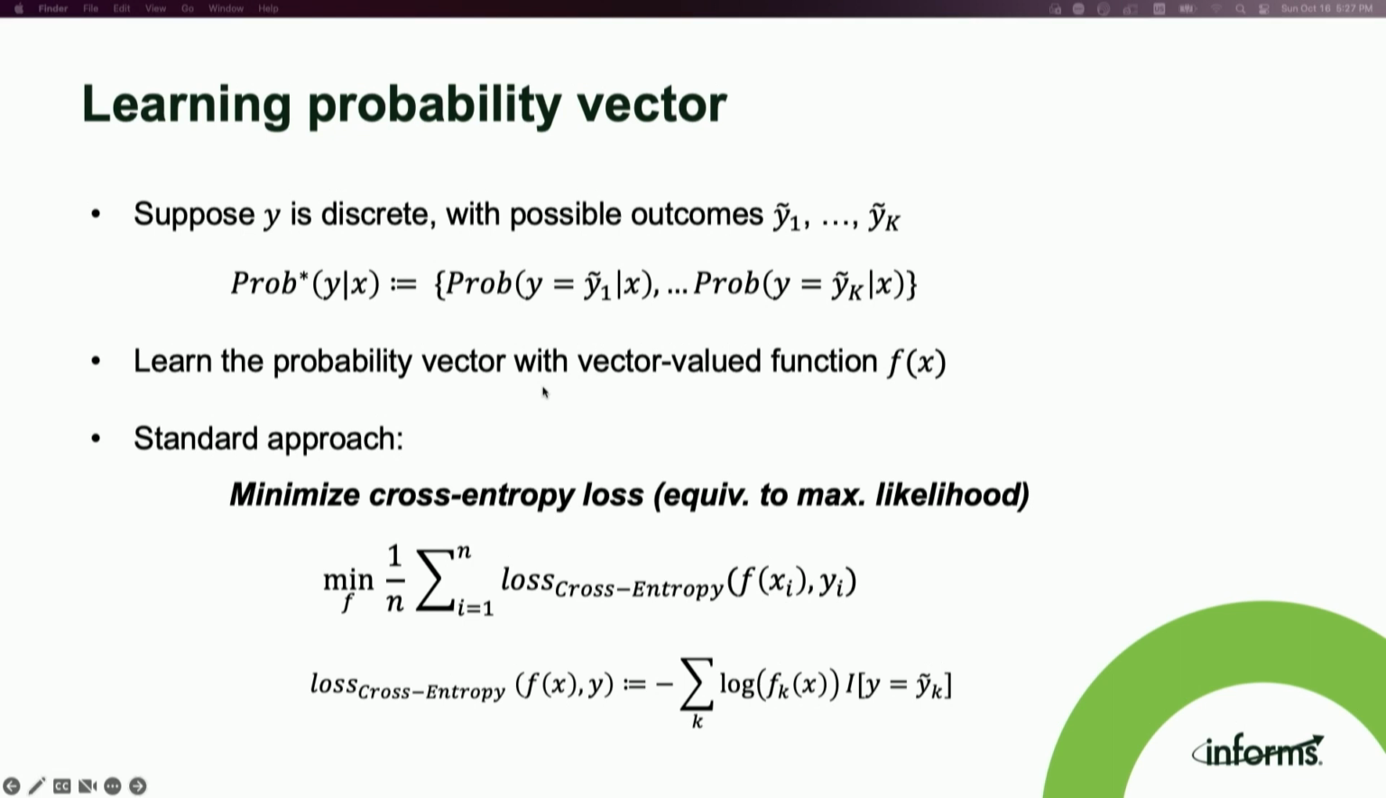The standard approach will be to use the cross-entropy loss, and that is equivalent to maximizing the maximum likelihood. In this case, we find the best hypothesis F by minimizing the cross-entropy loss.